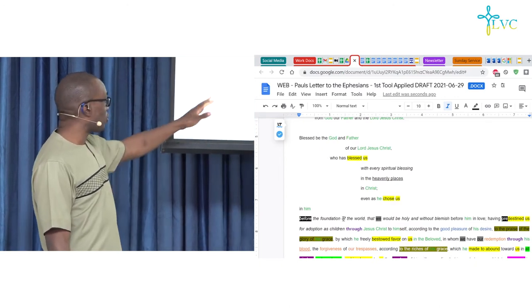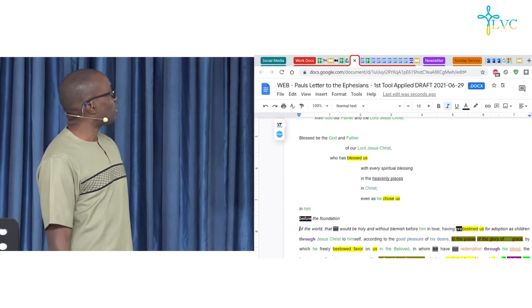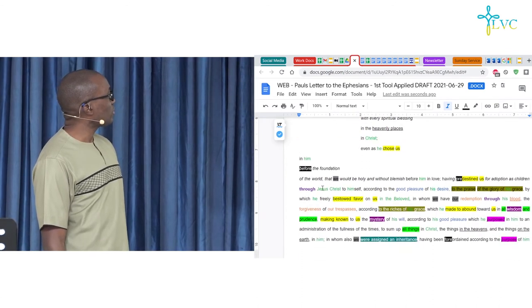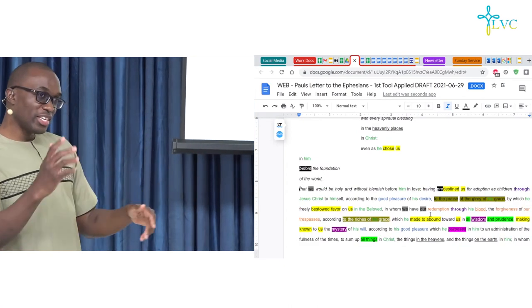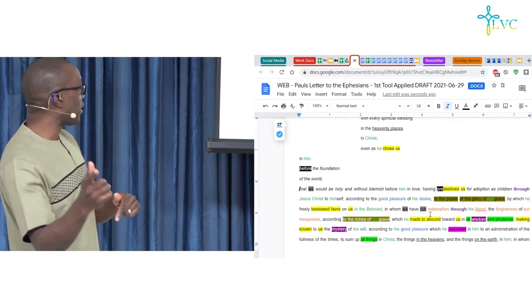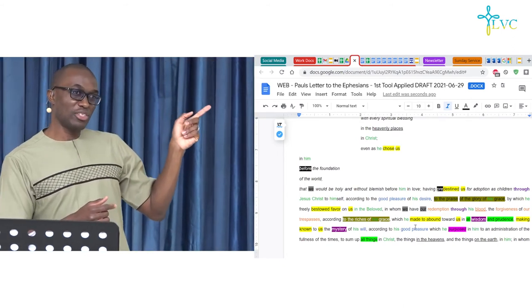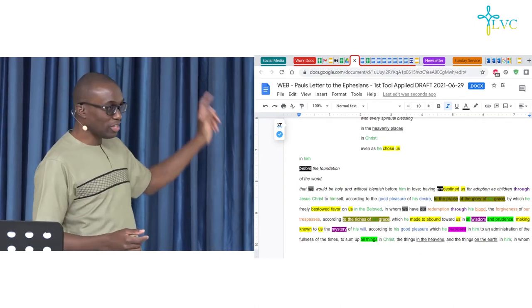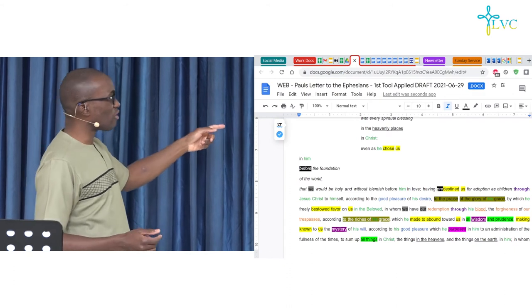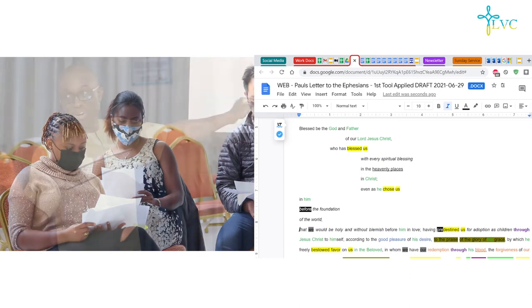And then there's a comma. So we'll break the comma as well after "world." So let's take these three and then see where they go. So the last part we have is "even as he chose us." So now, the "in him" is in reference to who? So the last thing was, "even as he chose us." So is the "in him" in reference to us? It's in reference to us.